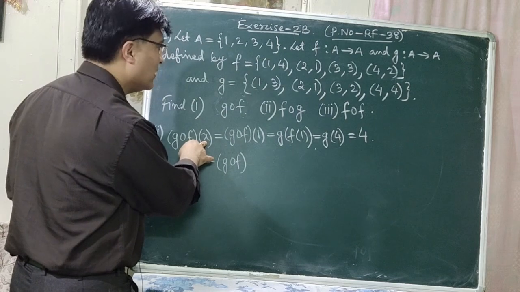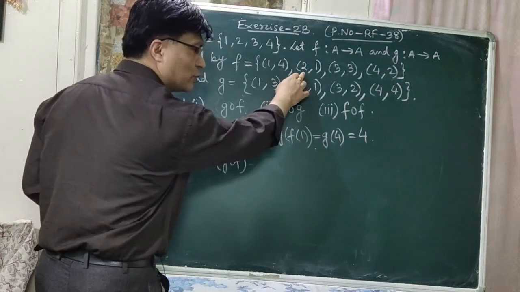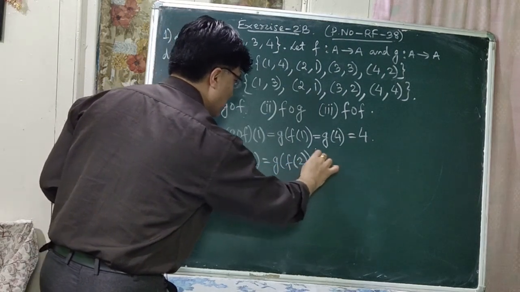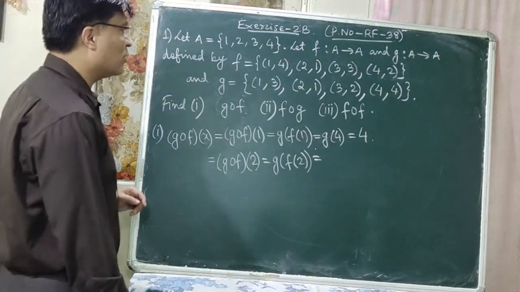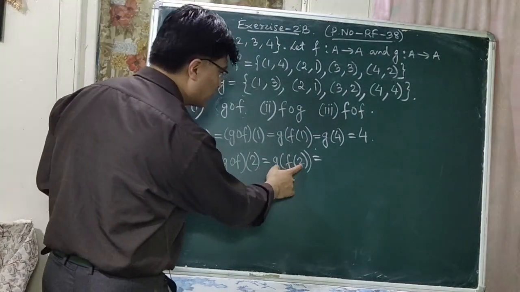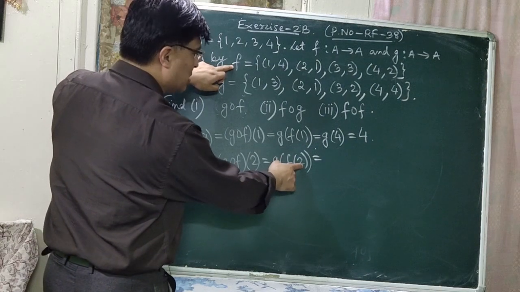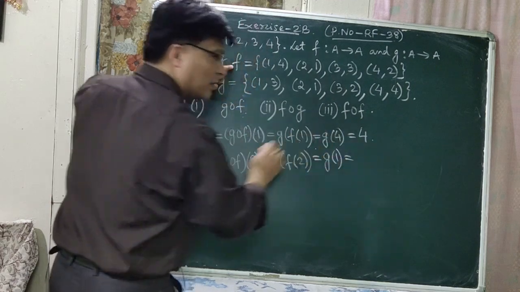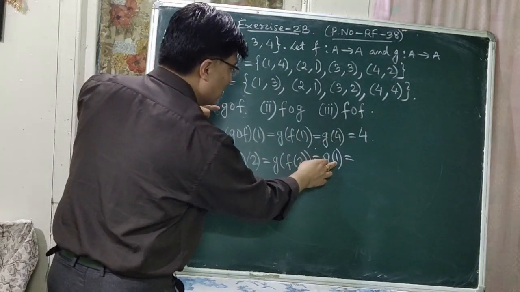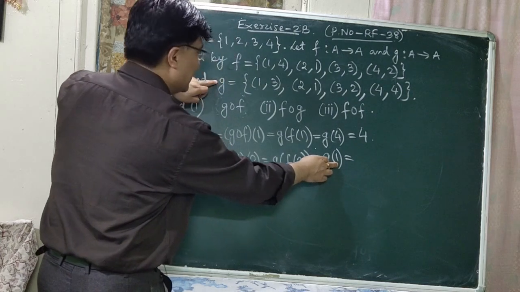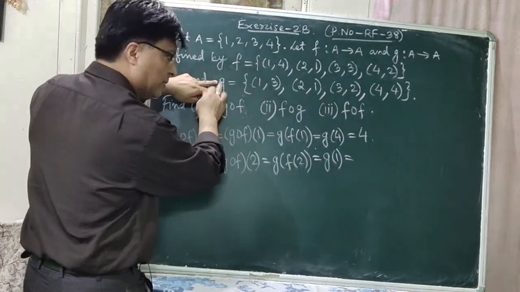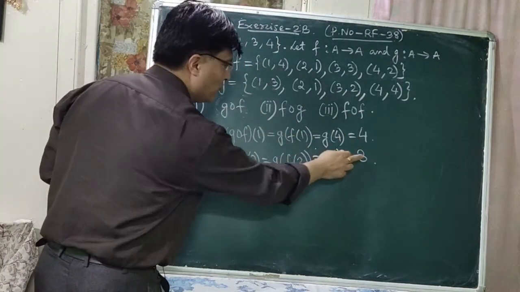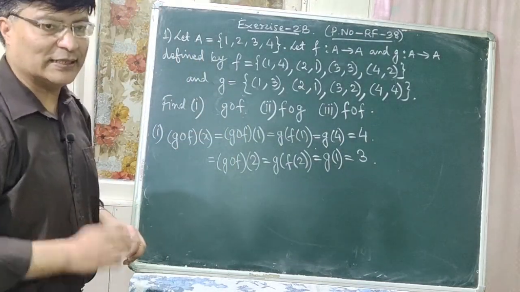So similarly, you can find gof. Instead of x, what will you put now? Now you should put 2. This is gof of 2, which is equal to g of f of 2. What is f of 2 here? f of 2 means 2 is related with 1 under f, that is g of 1. Now under g, 1 is related with what? 1 is related with 3 under g. So g of 1 is 3 in this case.